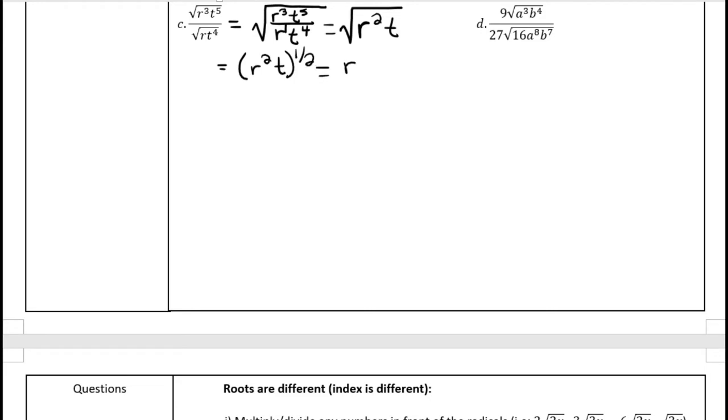So now I have 2 halves, or 2 times a half, is the 1 power. And then t to the 1 times a half is just going to be half. Now, I got to do an absolute value around this because I did a square root, okay? If I did a cube root, I don't need the absolute value. But since I did a square root, I'm going to include it. Put it back in radical form. And there's my guy.